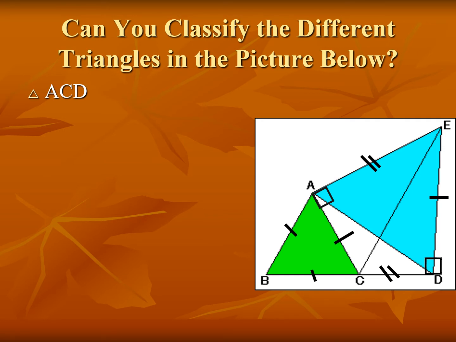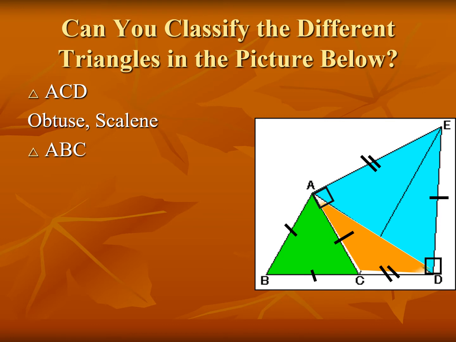Triangle ACD, right here in orange. What type is it? Can you guess? What type is that orange? Do any of the sides match? All right, then what about the size of the angles? See this one right here? What does that look like? Obtuse and scalene. None of the sides match, and it is obtuse, that real big, wide open angle right there.